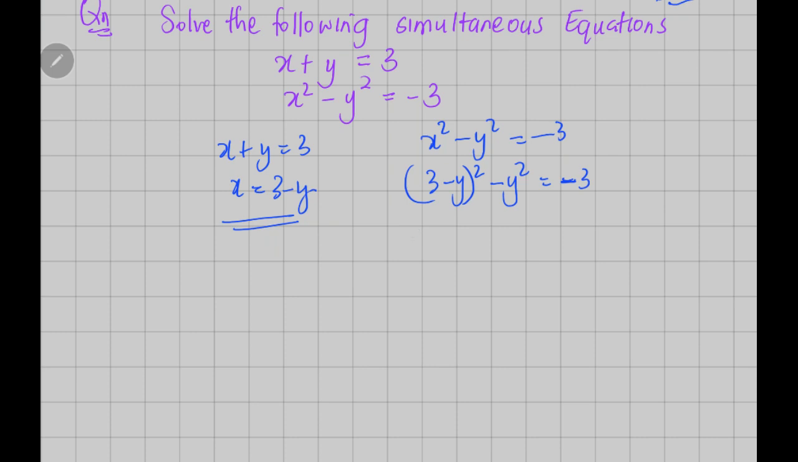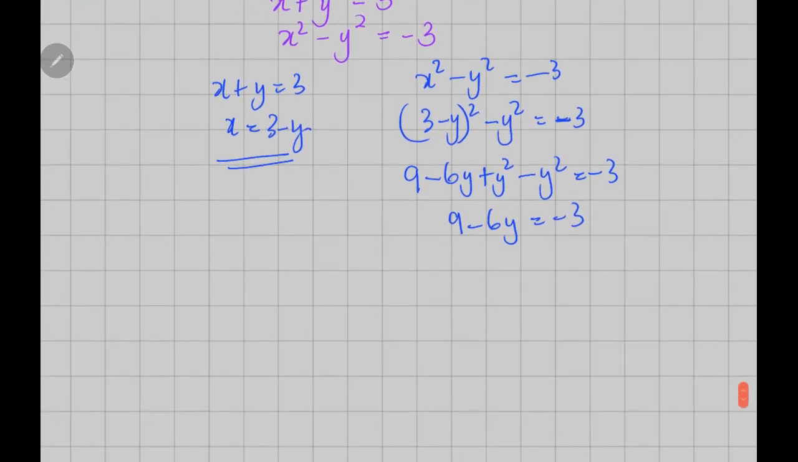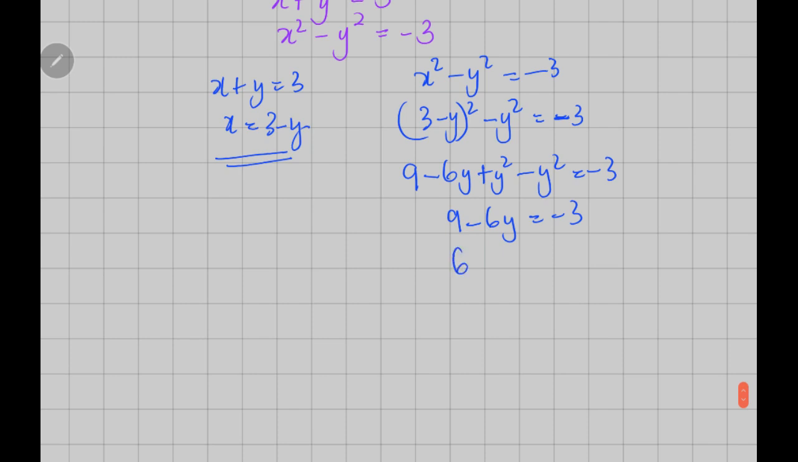So if you expand this, you get 9, 2 times 3 is 6, so minus 6y, and minus y times minus y gives plus y squared, minus y squared is equal to negative 3. So if we reduce this, y squared minus y squared is 0, so you are left with 9 minus 6y is equal to negative 3. So you move 6y to the other side and it becomes positive, and negative 3 to the other side becomes 9 plus 3. So 6y is equal to 12. Dividing by 6, we get y is equal to 2.